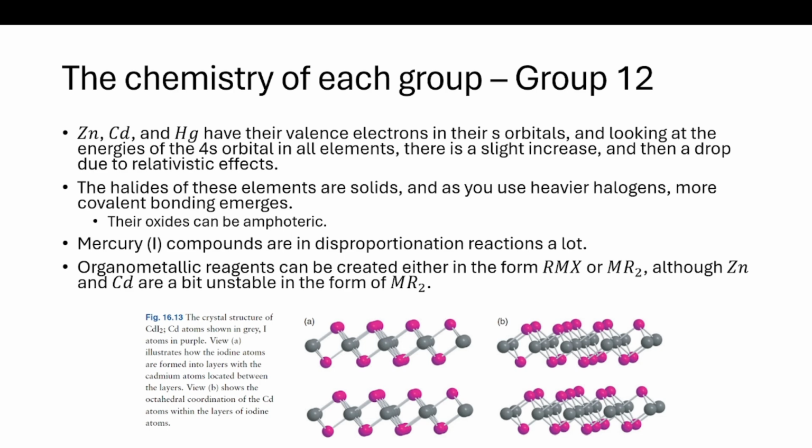Now, we already covered Grignard and organolithium reagents, but we can form more organometallic reagents from group 12 elements, either in the form RMX, where X is the halide and R is the rest of the molecule, or MR2. Although zinc and cadmium are unstable in the form of MR2, so I would be careful of that.